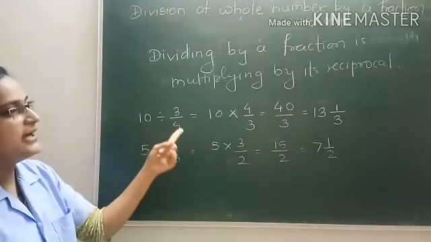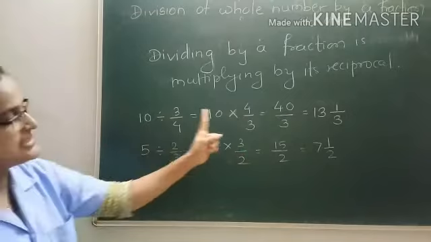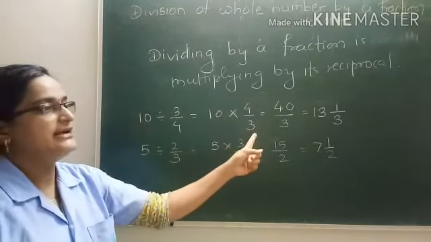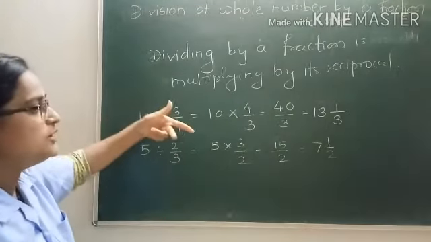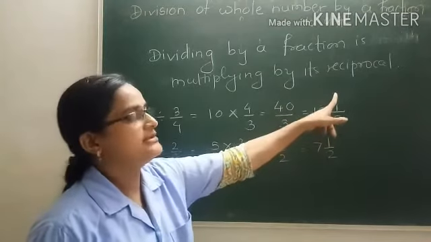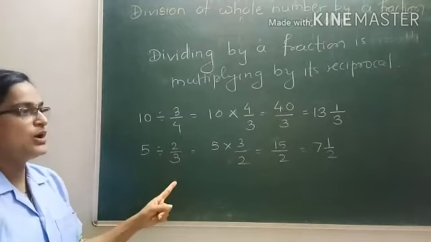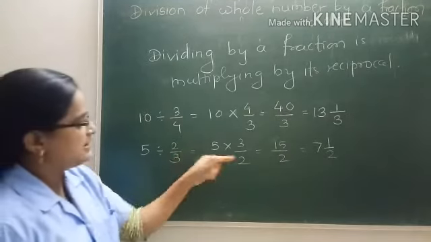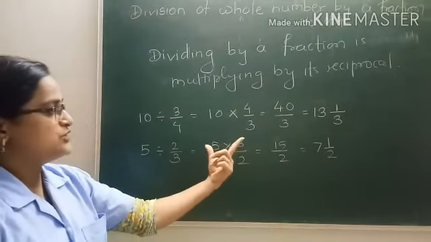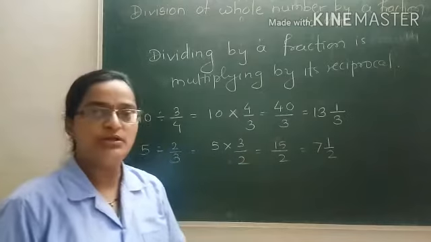See, 10 divided by 3 upon 4 will be 10 multiplied by, see, instead of division sign I have written multiplication sign. Instead of 3 upon 4 I will write its reciprocal, that is 4 upon 3. So I will get 10 fours are 40 upon 3, which is nothing but 13 integer 1 upon 3. Similarly, 5 divided by 2 upon 3 means 5 multiplied by the reciprocal of 2 upon 3, that is 3 upon 2. And so it will be 5 3s are 15 upon 2, that is 7 integer 1 upon 2.